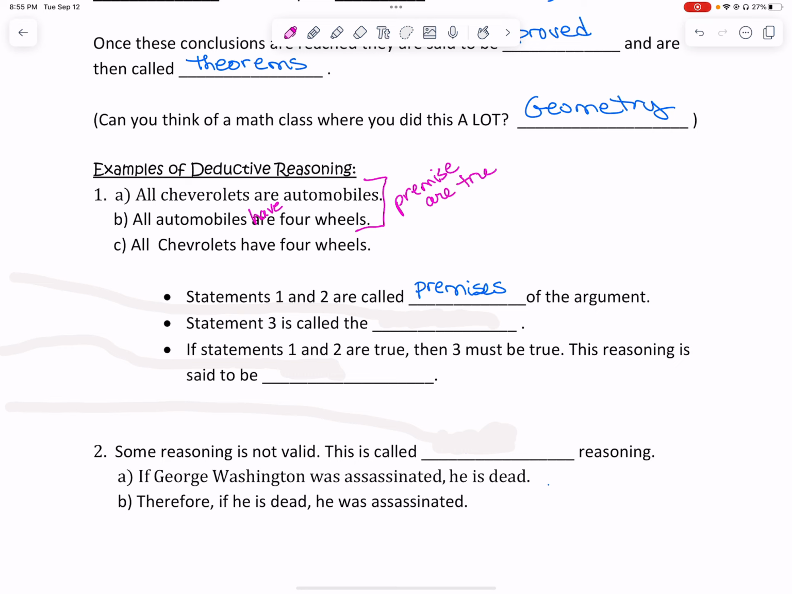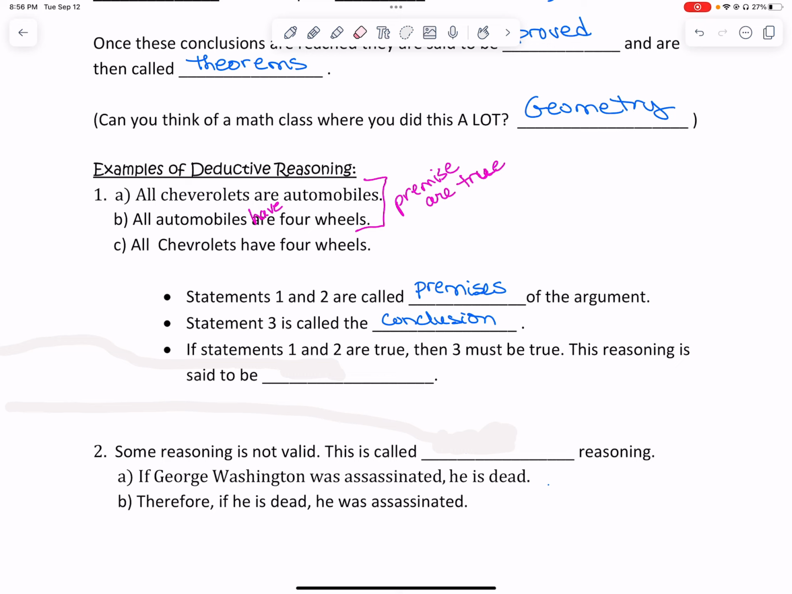Even if you say, I know that's not true, the first two statements are assumed to be true. The last statement is called the conclusion. All right, so let's see if this is true.